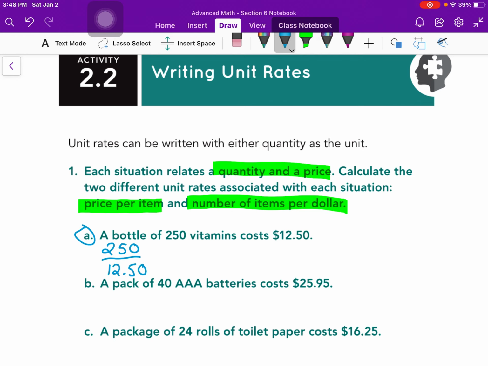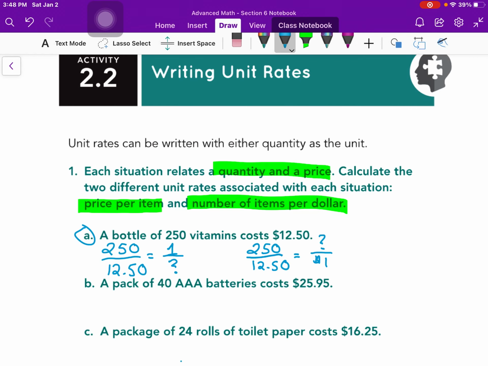All right, now we could figure out how much money does one vitamin cost. That's setting up a unit rate. We could also say 250 vitamins for $12.50. We could say how many vitamins do you get if all you want to pay is $1. Both are unit rate ratios and both can be calculated. We can figure out what they equal.